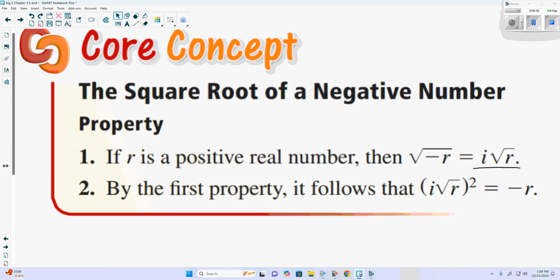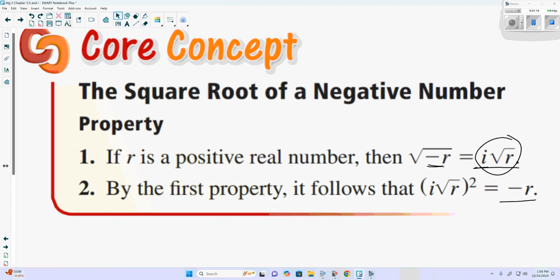By the first property, it follows that if we square i square root of r, we'll get back to negative r. It'll go back to what it was. So if we take the square root of negative r, the negative comes out as i, and we have the square root of r. If we take this and square it, we just get back to negative r, what we started with.